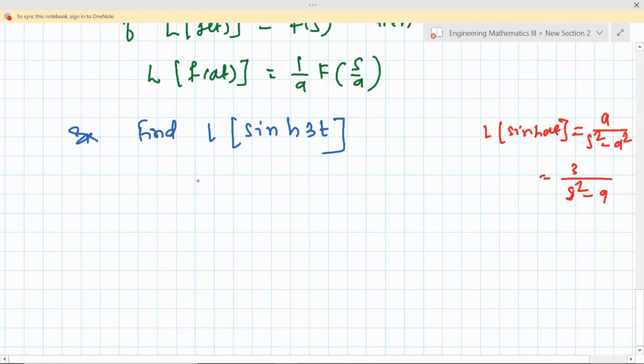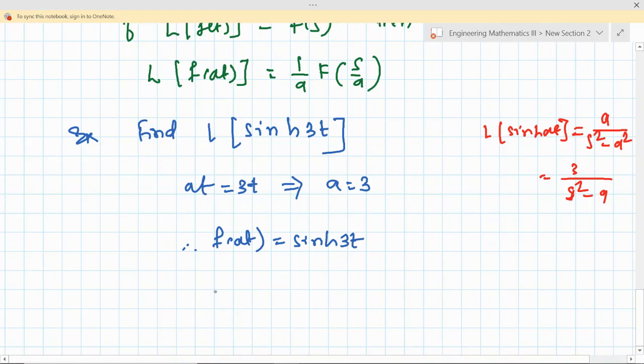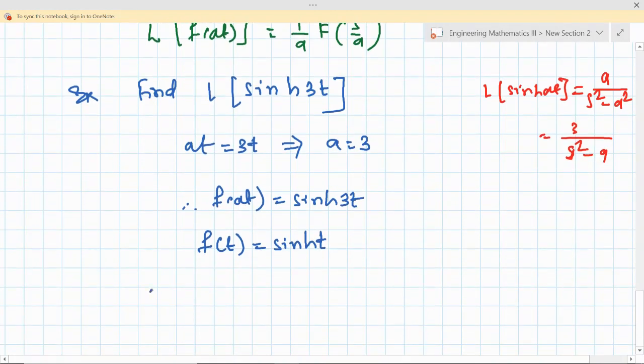But if we apply the change of scale property, how can we find it? Here at is nothing but 3t, and that's why a is nothing but 3. So therefore f(at) is equal to sinh 3t, and if I want f(t), then what is f(t)? It is sinh t, isn't it? Now find the Laplace of this. The Laplace of sinh t with the help of the above result is 1 upon s square minus 1, and this is my F(s).